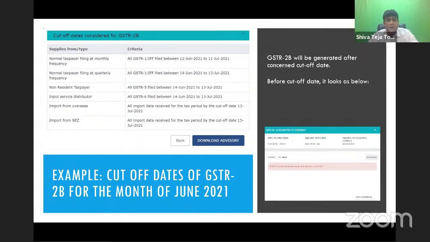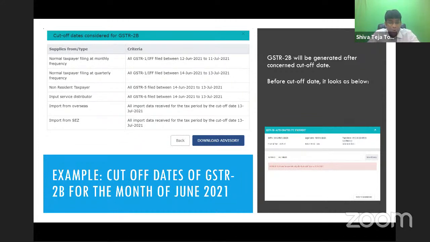Cutoff date is nothing but what? Cutoff date is nothing but, for GSTR 1, the due date is what? 11th of next month, and for the QRMP scheme 13th of next month. That is only the cutoff date. So if it is filed within the due date, it will come in 2B. If it is not filed within the due date, it will not come in 2B of this month. But before the cutoff date, if you want to open and see 2B, you can't see that. It will show like this: 2B shall be available only after last cutoff date.